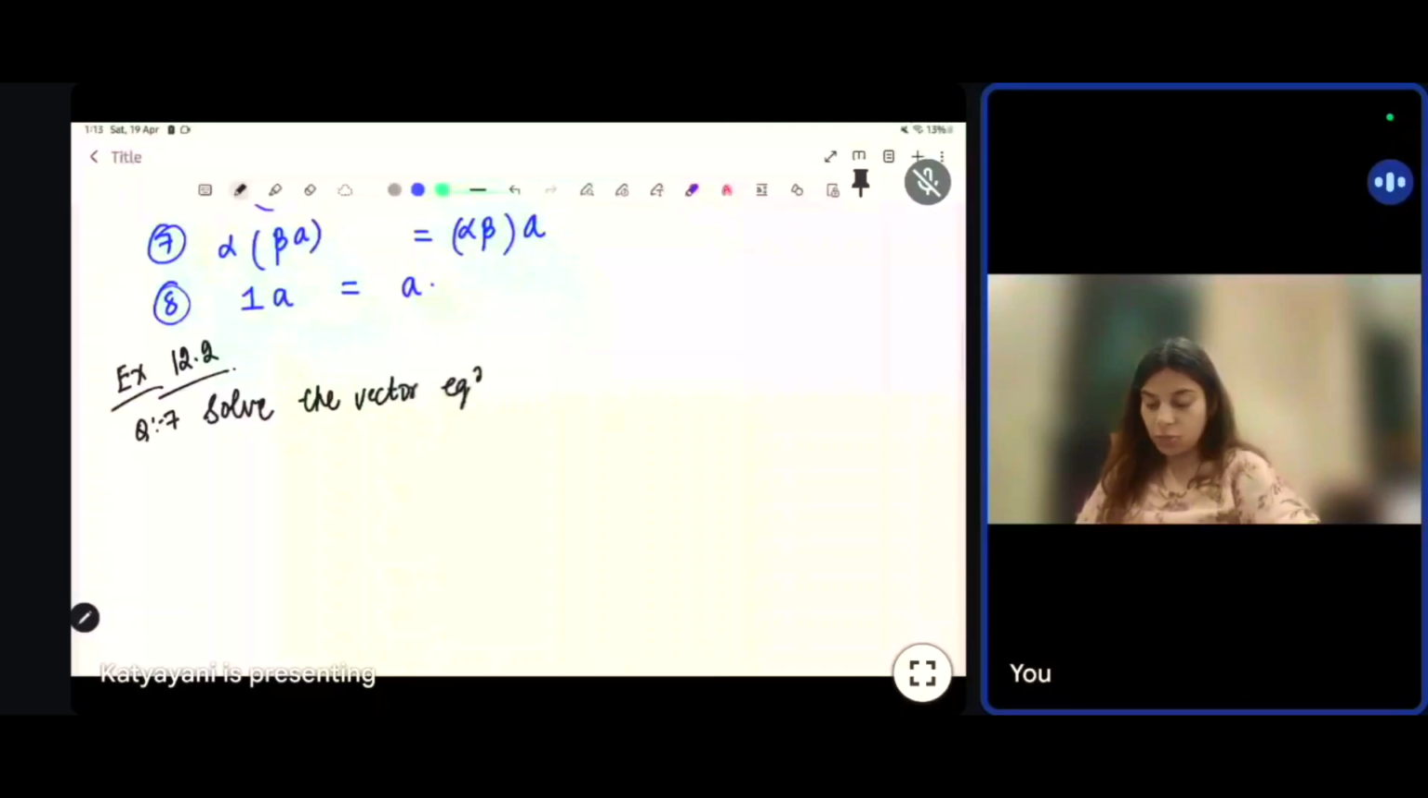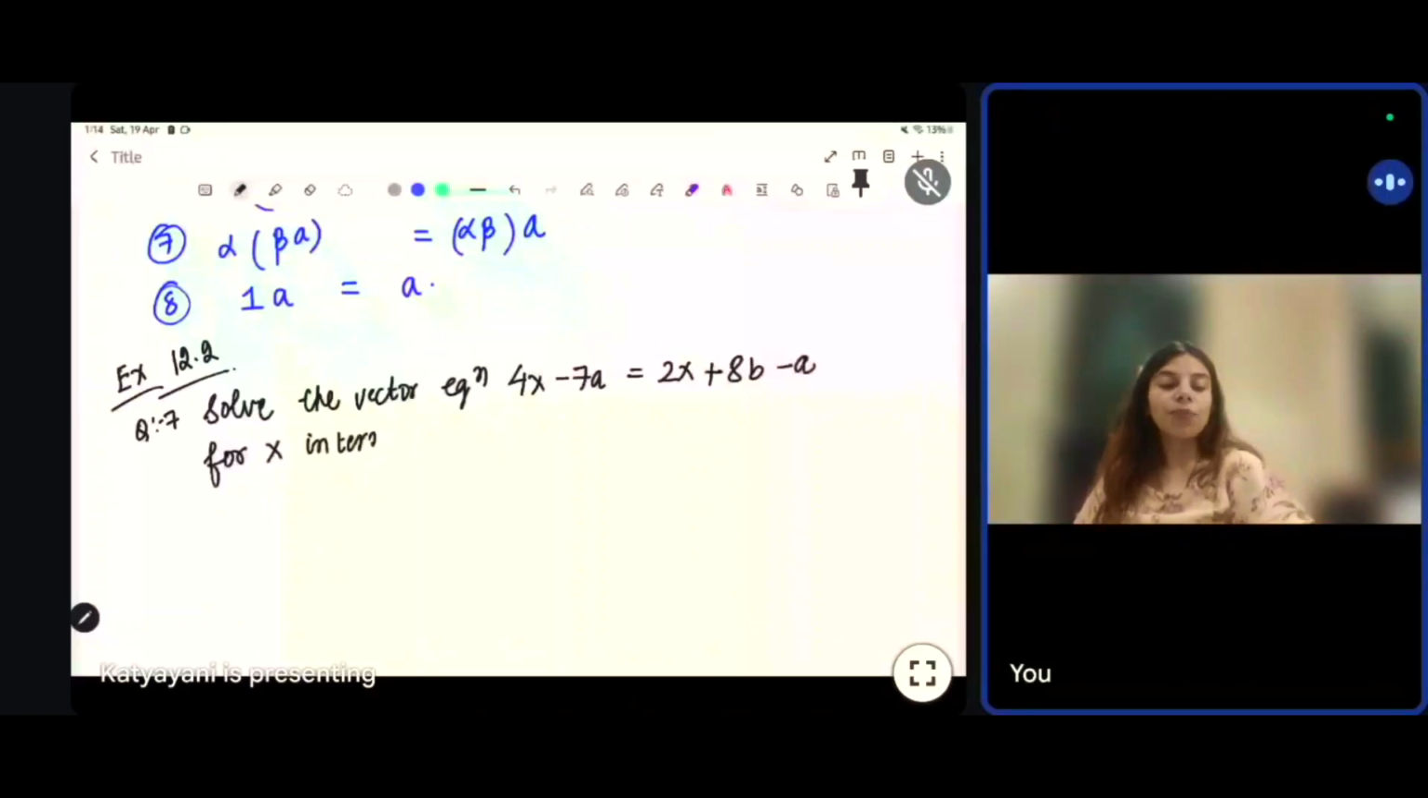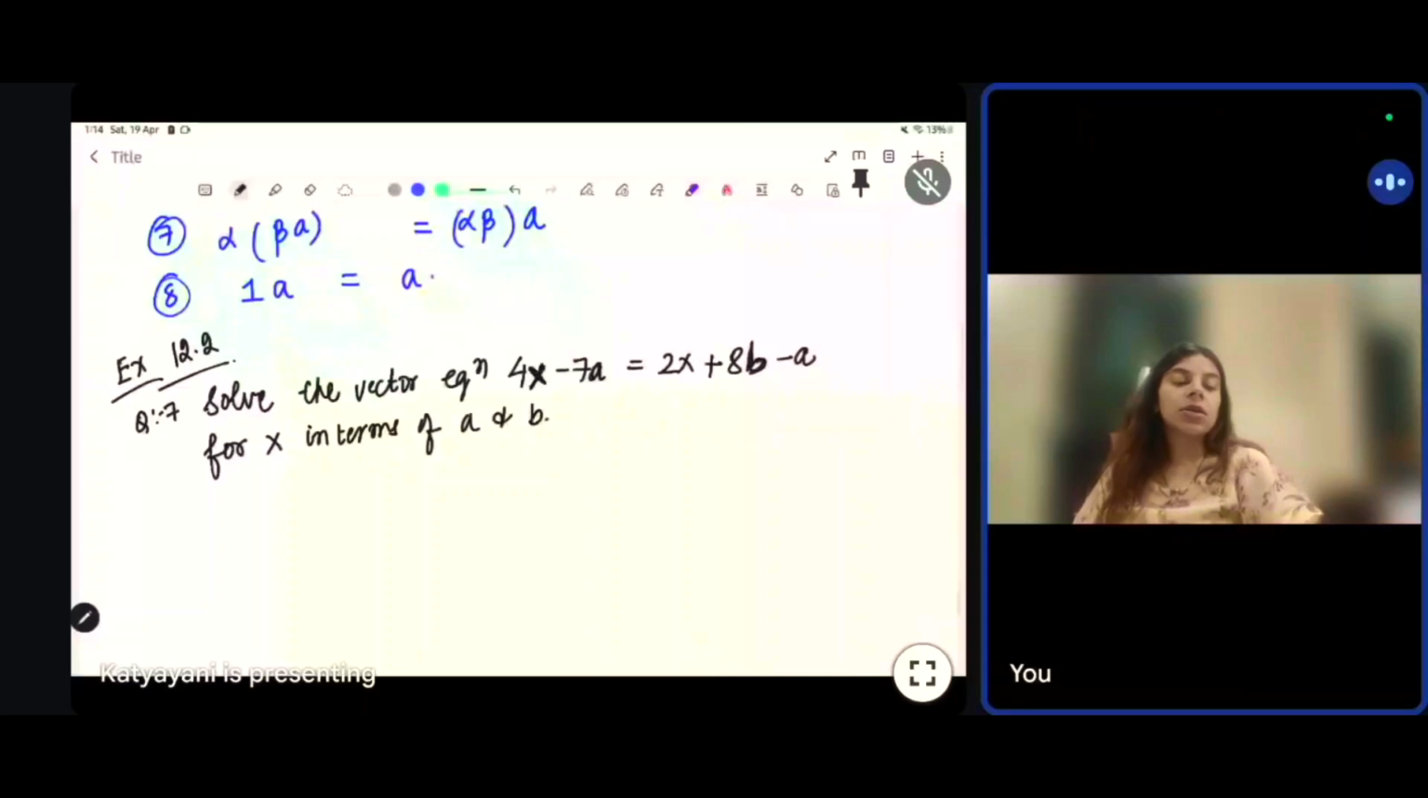Solve the vector equation 4x minus 7a is equal to 2x plus 8b minus a for x in terms of a and b. So your x here is a vector, a is a vector, b is a vector. The question says that you have to solve this equation for x in terms of a and b. So let's see how to do this on the basis of the operations that we have learned till now.